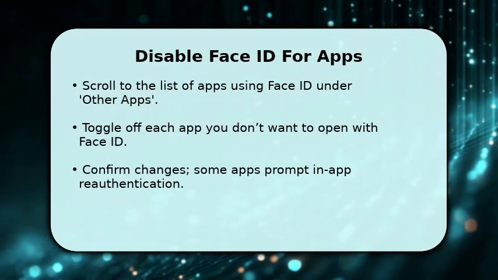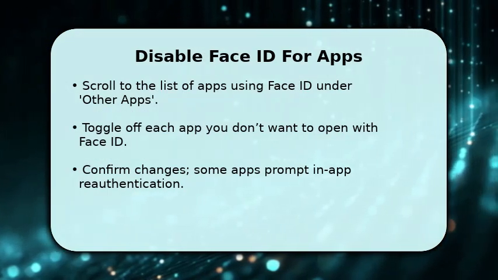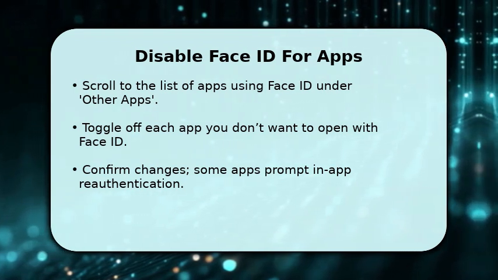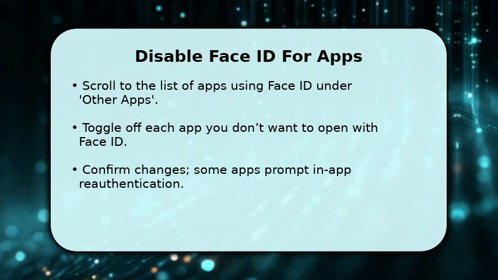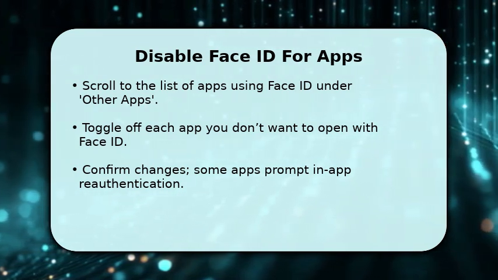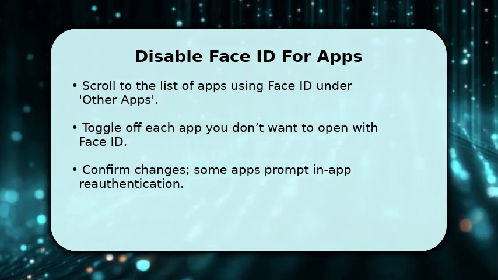Next, scroll to the Other Apps list to see app-by-app permissions. This is where granular control lives. Toggle off any app you don't want to open with Face ID and understand why. Turning a toggle off forces that app to require your passcode or manual sign-in, increasing privacy.